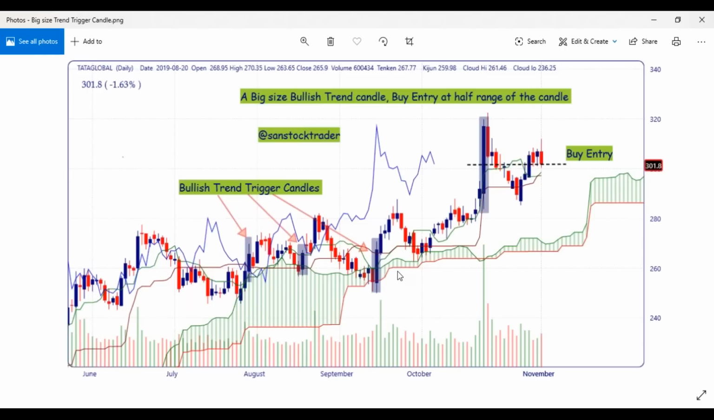Whenever price is above the cloud and a single candle touches both Tenkan and Kijun, then this candle is called a TK convergence candle. So I can show you here, a bullish trend trigger candle, or you can get a bullish trend trigger candle. Let me show you here.